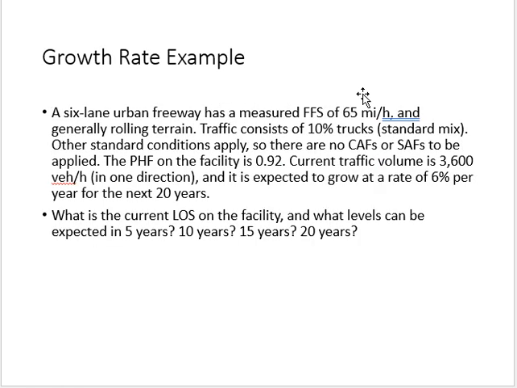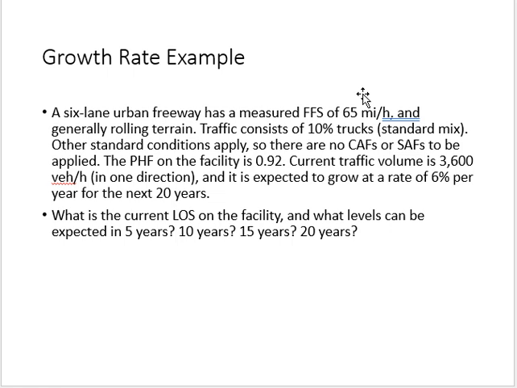Okay, this is the last example in this chapter, and it's still about a freeway. We have a 6-lane freeway. Free flow speed is given. Rolling terrain, traffic has 10% trucks. Other conditions, standard conditions apply, so no adjustment factors. Peak hour factor 0.92. Current volume is 3,600 in one direction.